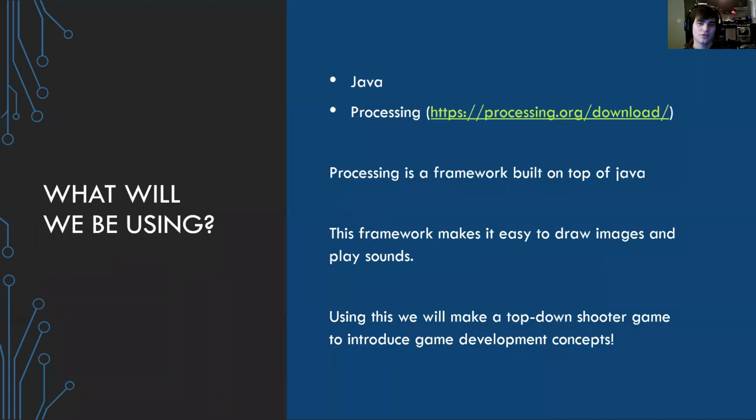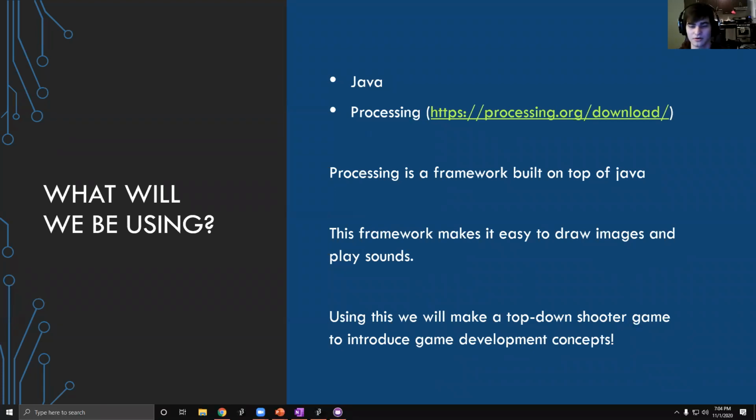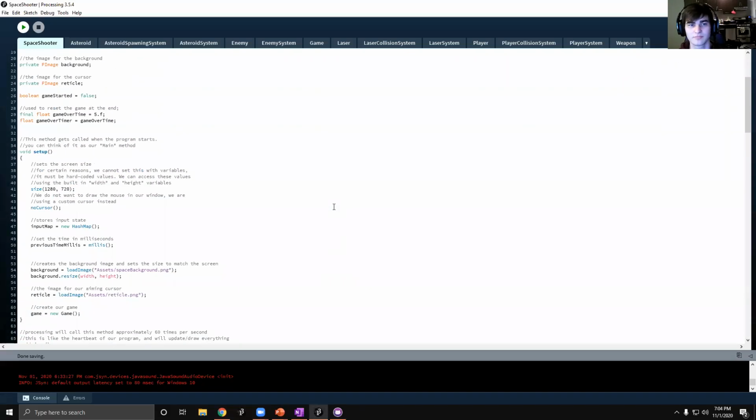Up on the top, you'll find the link to Processing. This is the framework or program we'll be using to develop our game today. It makes it easy to draw images, play sounds, and we're going to be making a top-down shooter. It's going to be like a space shooter. I'll pull up the game so you can see what we're making today.